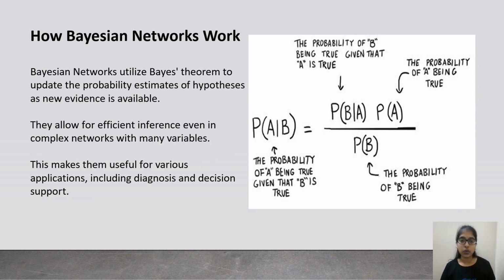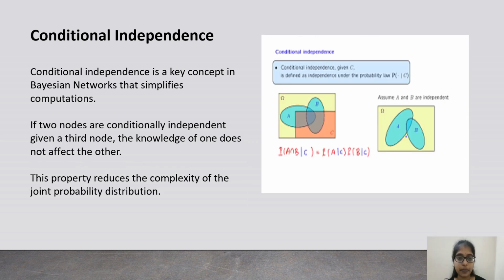How Bayesian networks work. Bayesian networks utilize Bayes' theorem to update the probability estimates of hypotheses as new evidence is available. They allow for efficient inference even in complex networks with many variables. This makes them useful for various applications including diagnosis and decision support.